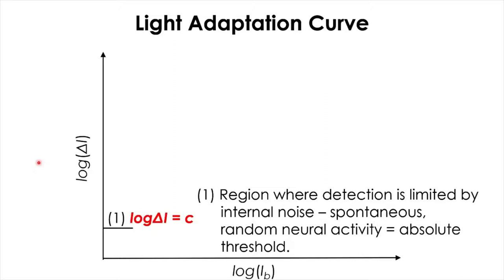Briefly, this internal noise can be thought of as spontaneous neural activity, which is random, and constant brain activity at rest. Our brain is constantly buzzing due to this activity, and this spontaneous activity is collectively dubbed internal noise.